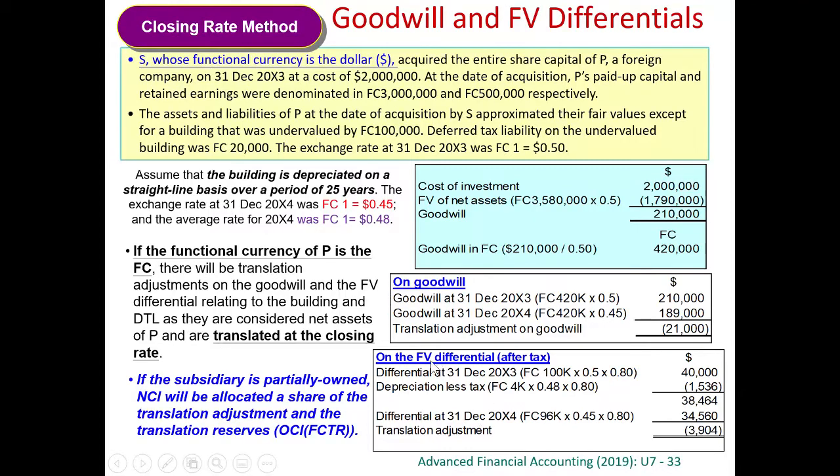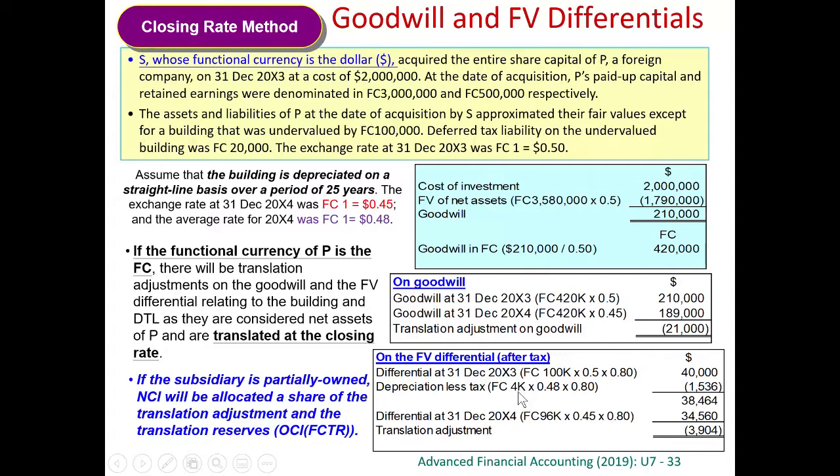The same applies for the fair value adjustments. At the day of acquisition, the fair value adjustment was 100,000 after tax; 0.8 means after tax. We should translate it at 0.5, so that's why this is 40,000 after tax in dollar. Building is a depreciable asset. The question says that this building should be depreciated over 25 years. So this 100,000 should be depreciated over 25 years. That means 4,000 per year.